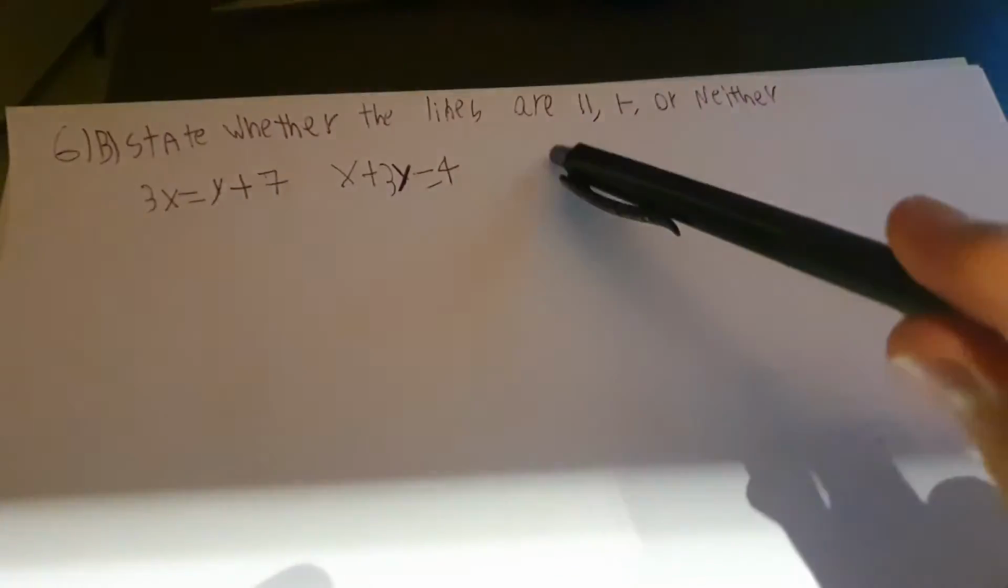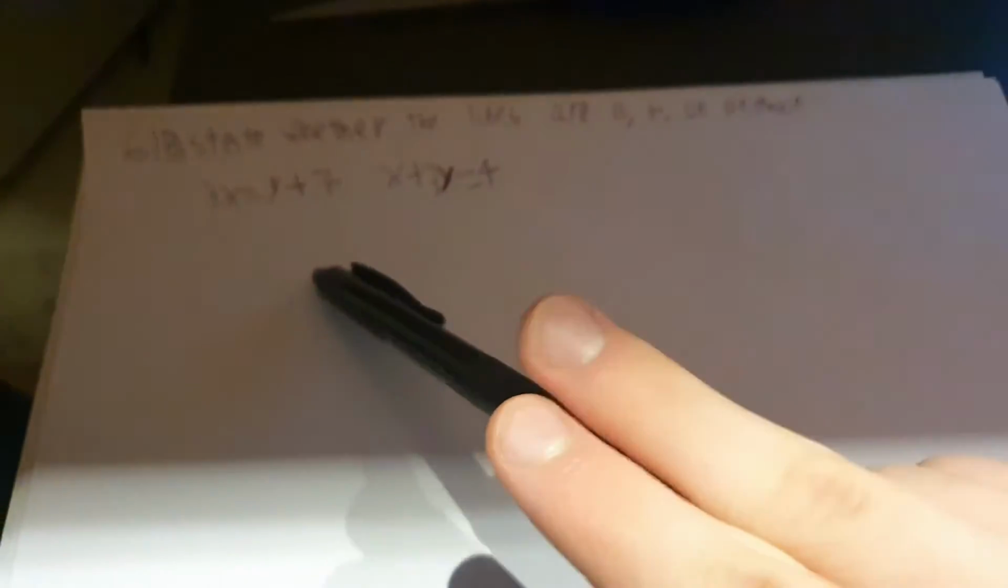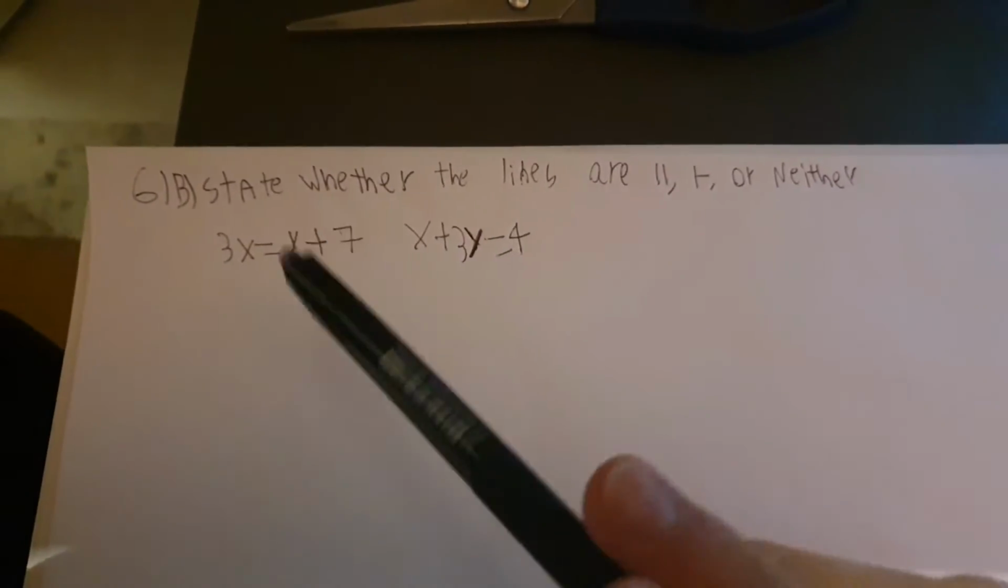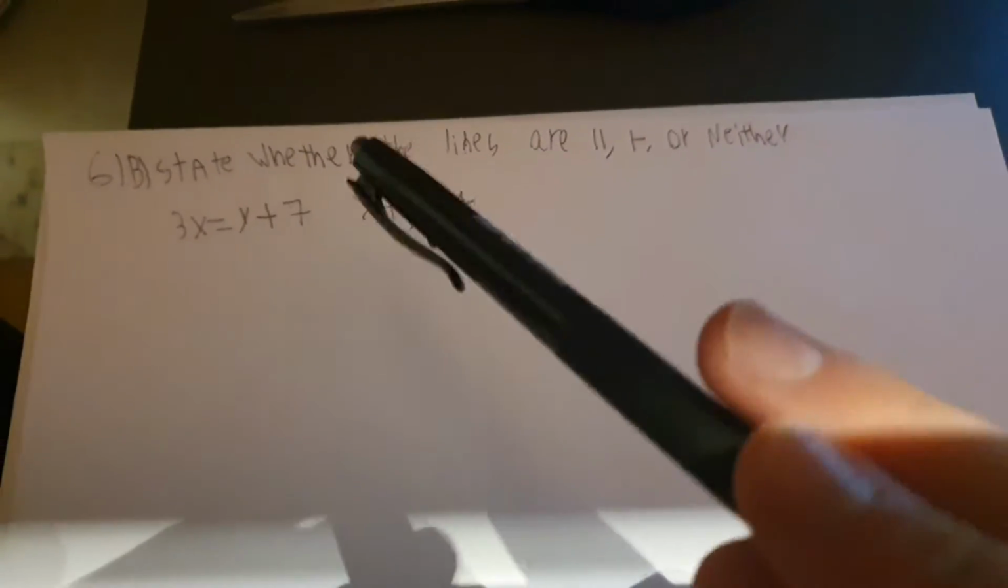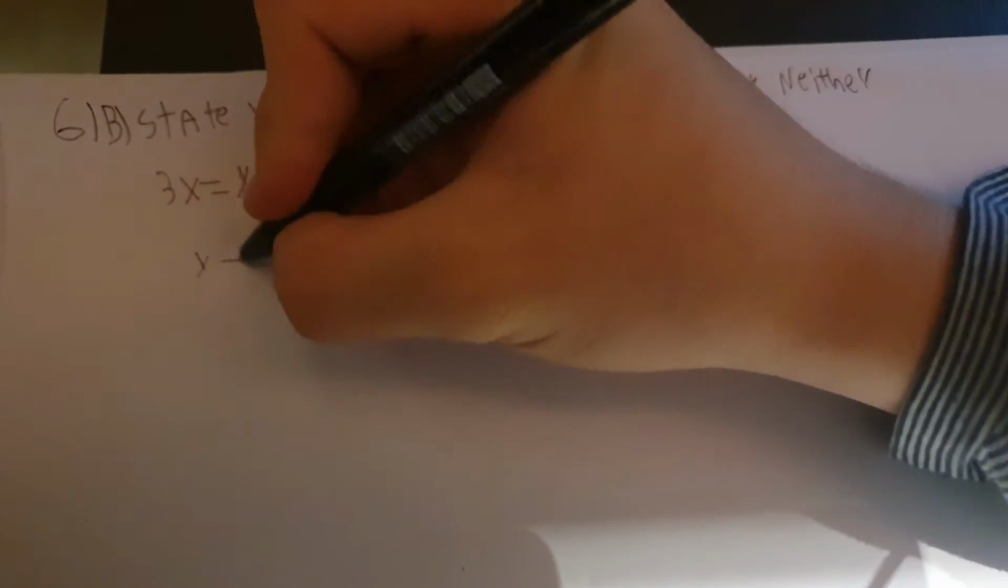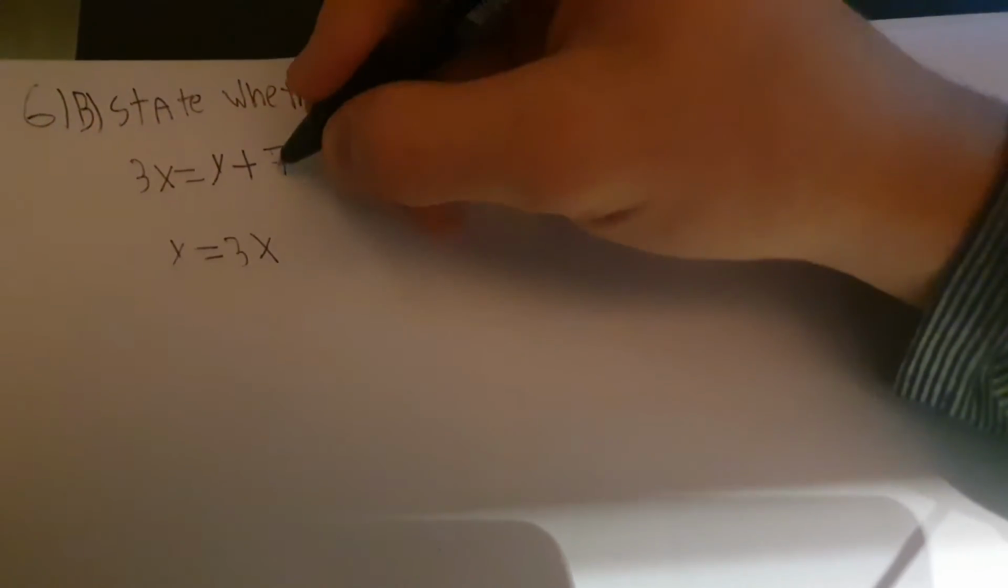Okay, so exercise 6B. State whether the lines are parallel, perpendicular, or neither. So the equations are 3x equals y plus 7 and x plus 3y equals 4. So let's start with this one because it's the easiest one. So y is equal to 3x, which is normal, just change the order. And this was plus 7, it's going to become -7. So this is already one of the equations.